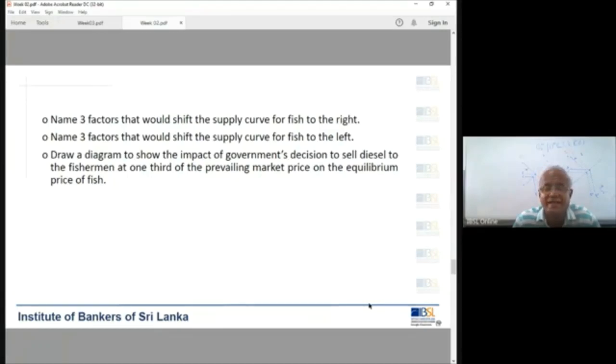Now you have to draw the diagram. Demand curve, supply curve. Because of the subsidy, supply increases. The supply curve shifts to the right. Fish price decreases. Theoretically, fish price decreases. According to this textbook model, you can say fish price should go down if the government subsidizes the oil, diesel, for the fishermen, right? That is happening.